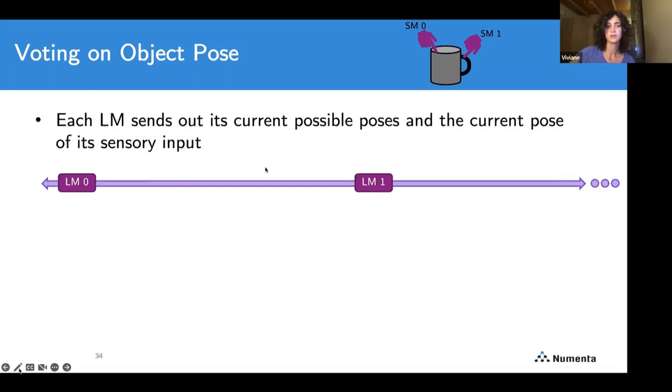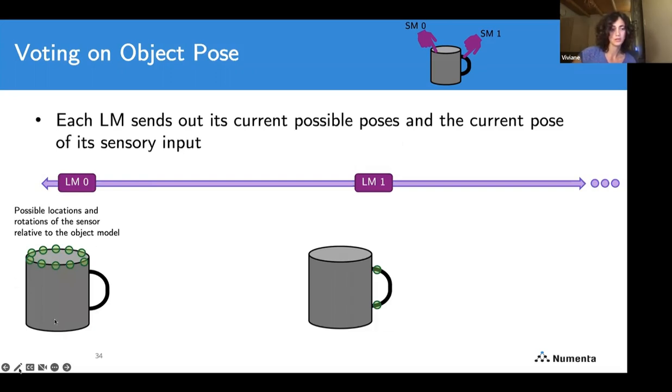Each learning module sends out its current possible poses and the current pose of its sensory input. So it has the possible locations and rotations of the sensor relative to the model of the object. That would be the green dots here in learning module 0, corresponding to sensor module 0. And learning module 1 has, for example, two possible locations on the top of the handle or on the bottom of the handle.